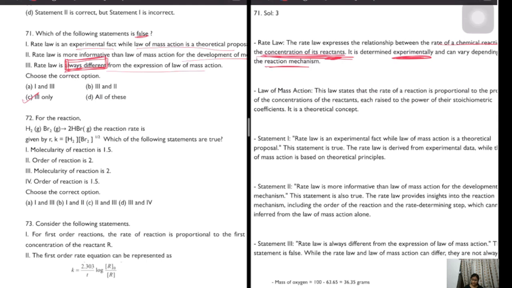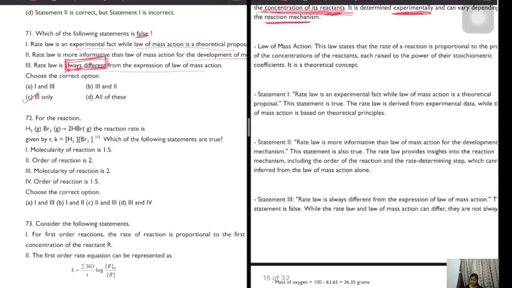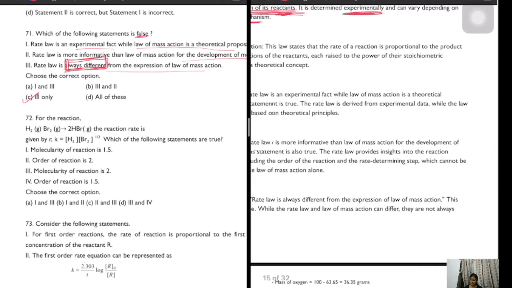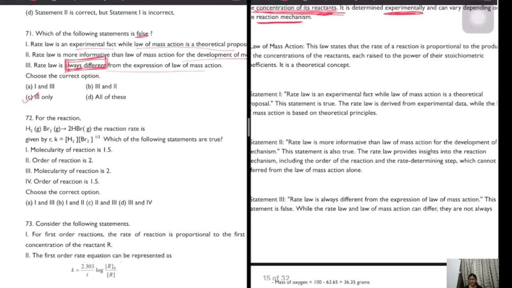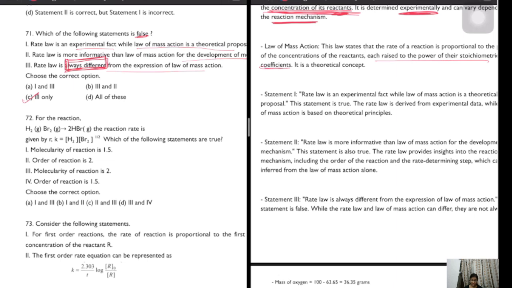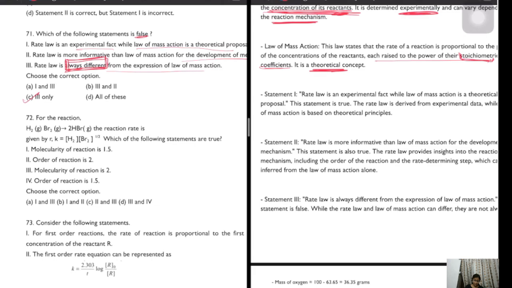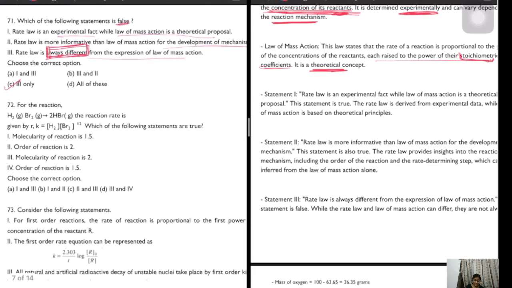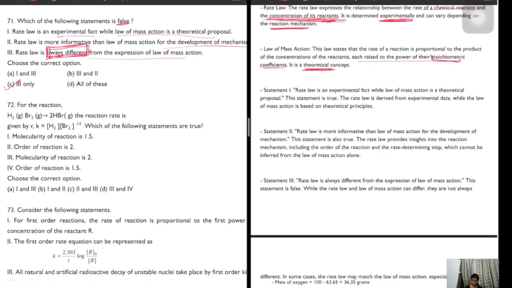Now the law of mass action states that the rate of reaction is proportional to the product of the concentration of the reactants, each raised to the power of their stoichiometric coefficients. If we are raising it to the power of stoichiometric coefficients, it is a theoretical concept. So we know why our statements 1 and 2 are correct. But why is the third wrong? Let's see.